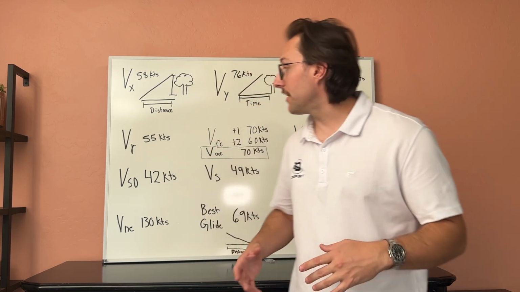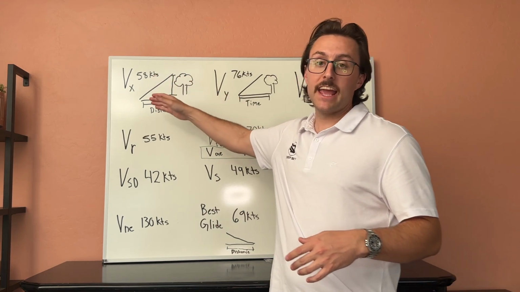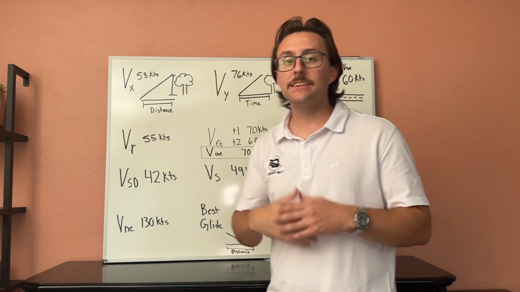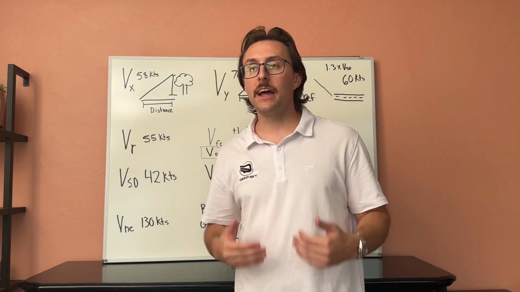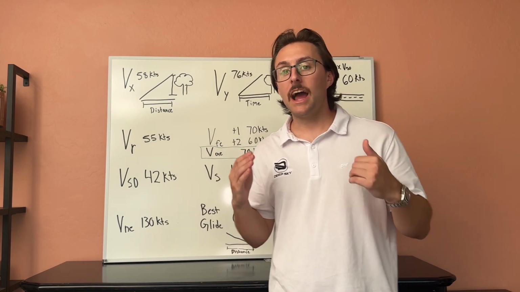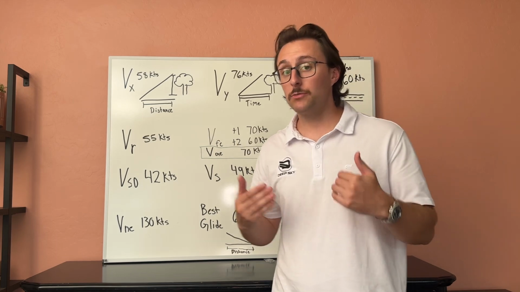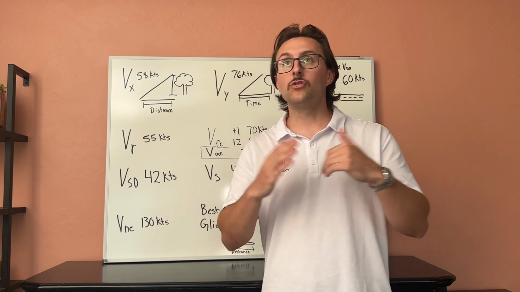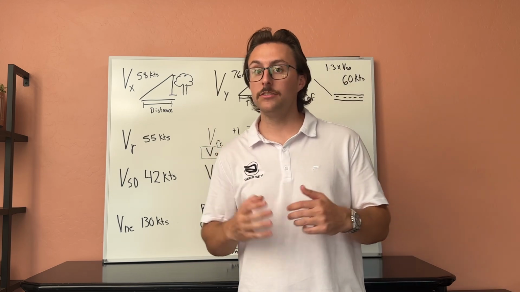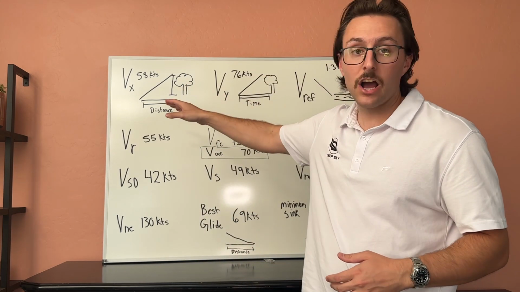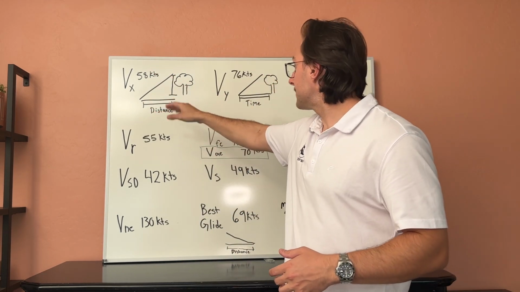So starting at the very top here, we have Vx. Vx being your best angle of climb. Now what does that mean? That means for a given distance, how much vertical distance can we gain, which we call altitude. So in the shortest amount of distance, how can we go the highest in the air, get the most altitude? And that is going to be 58 knots in our Pipistrel Alpha trainer.